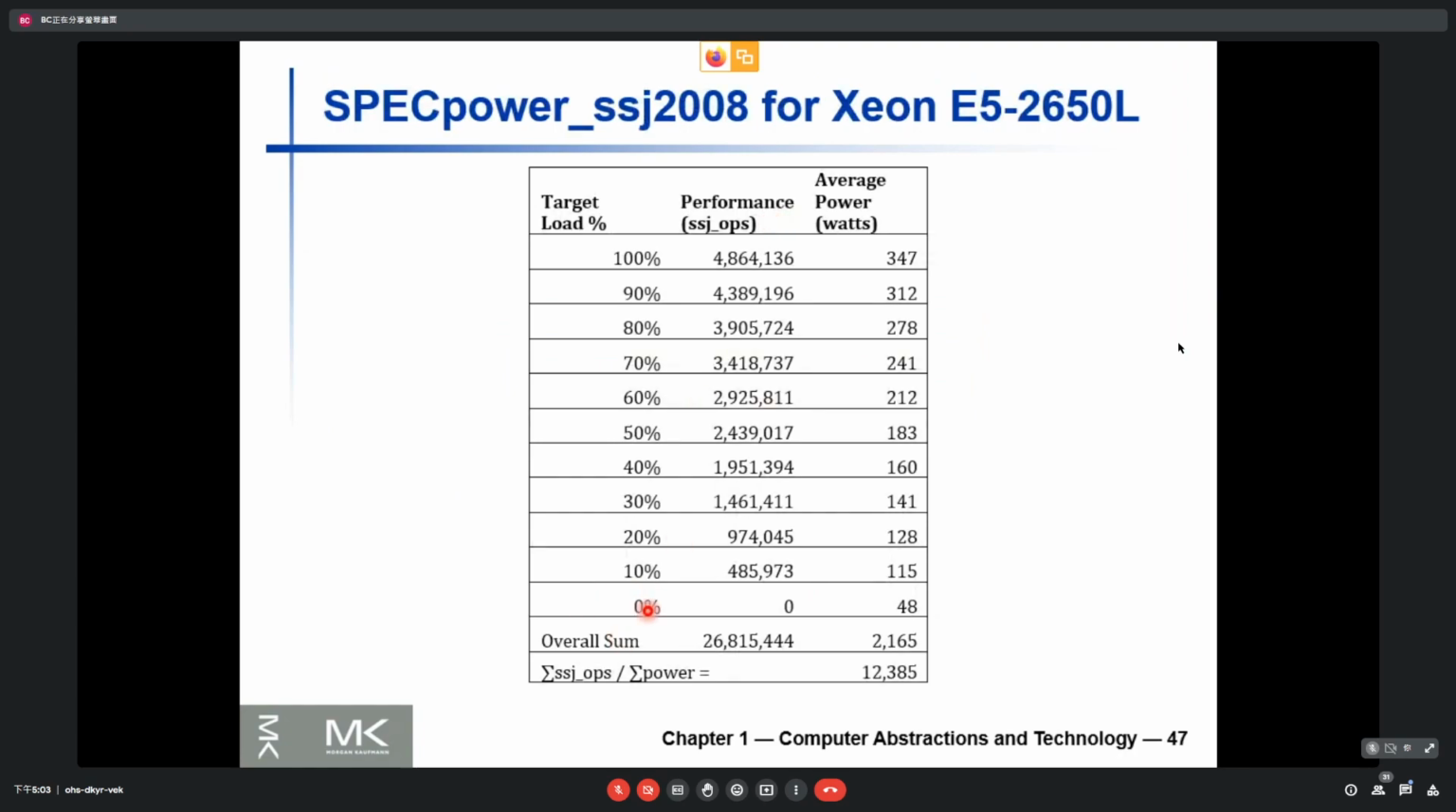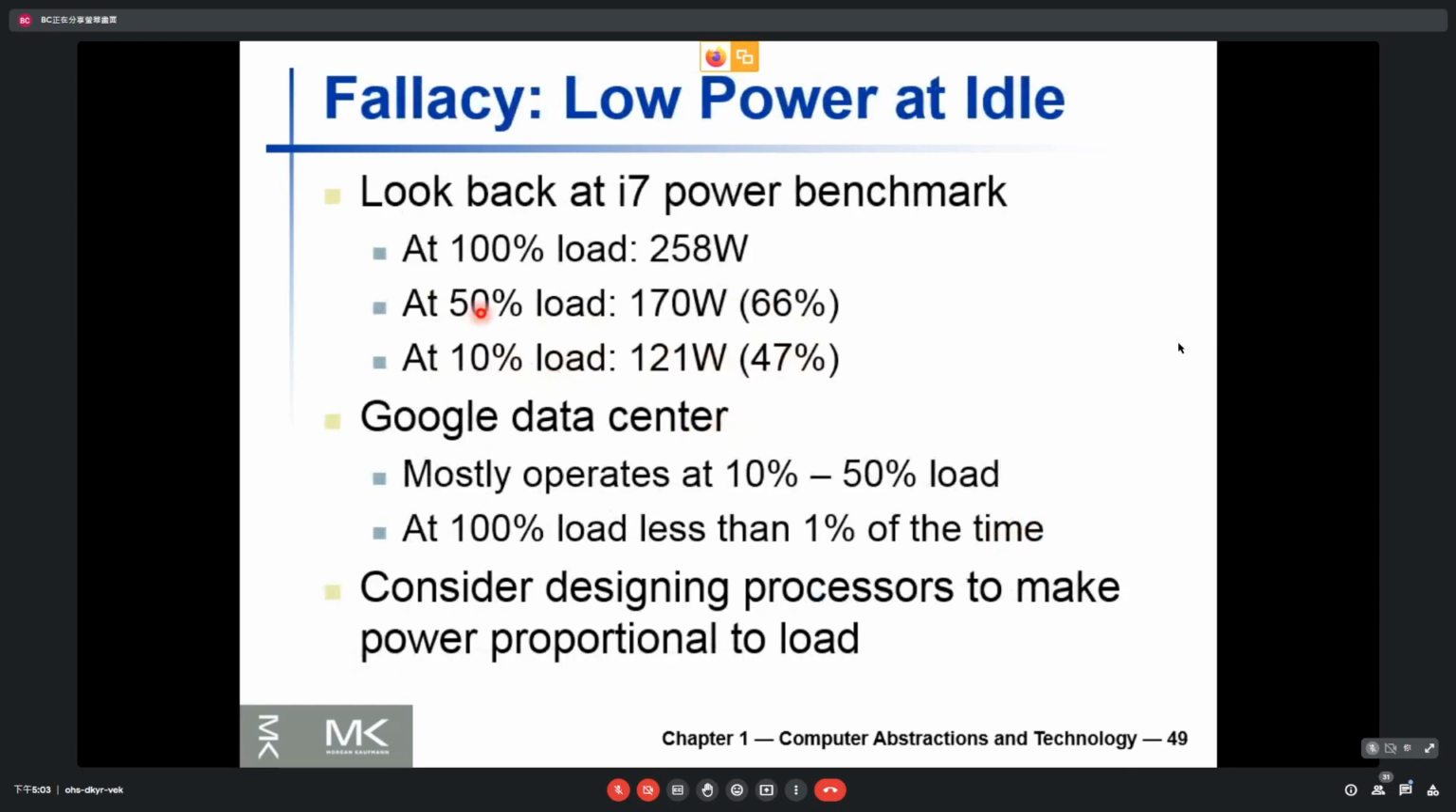Okay, so the other low power fallacy is the list that we just saw, this one. Even though I'm idling, I'm still burning 48 watts. So that's something really serious. So at 100%, that's 250 watts, at 50%, that's 170 watts, at 10%, that's still 121 watts. These numbers are slightly different from processor to processor，不同 processor 不太一样，但是趋势都差不多。So for the Google data center, most of the data center processors are operating at 10 to 50%，只有10到50%的 loading. So less than 1% of the time are they at 100%.